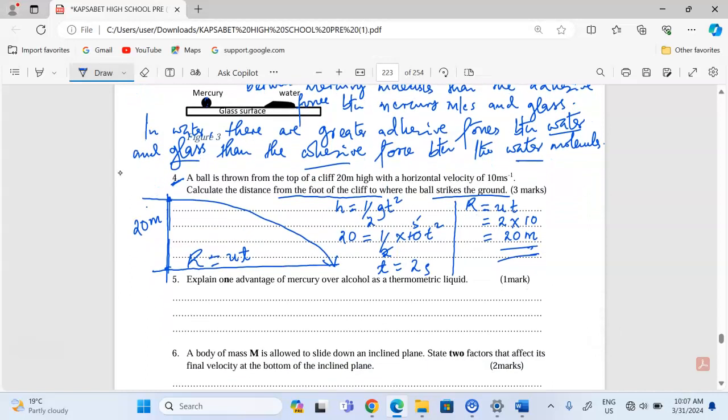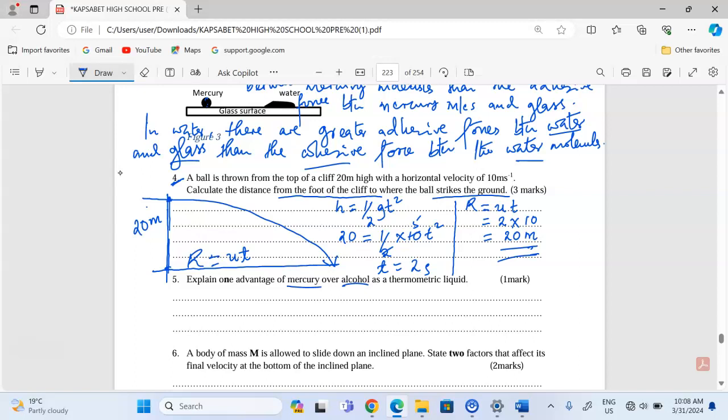Explain one advantage of mercury over alcohol as a thermometric liquid. Okay, mercury is more opaque compared to alcohol, which is almost transparent. Therefore, to read temperature change on a mercury thread is easier and more accurate than to use alcohol.